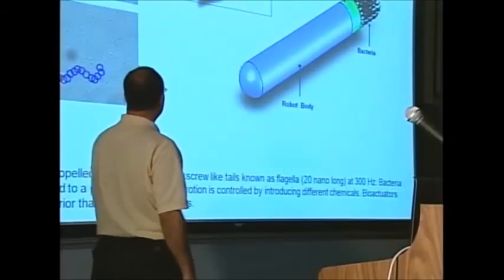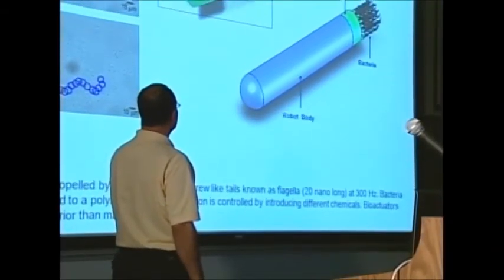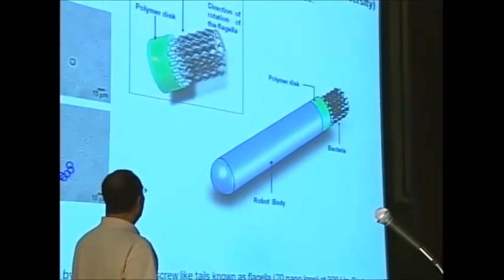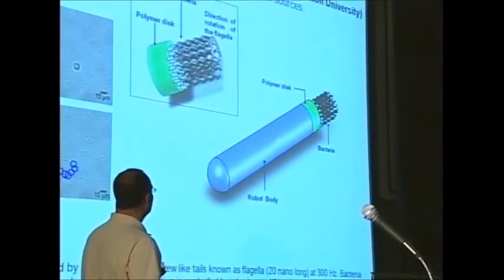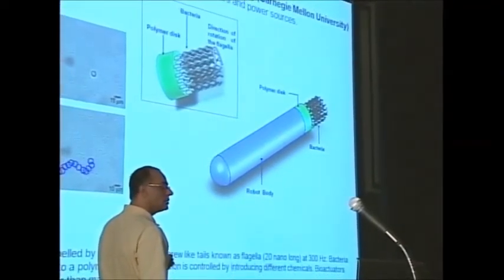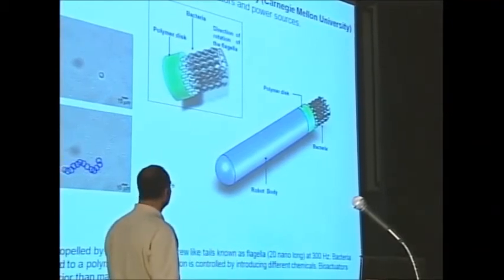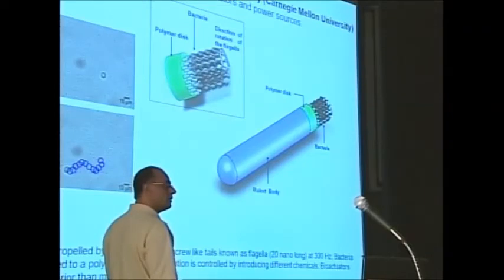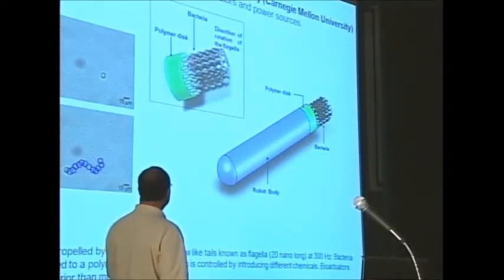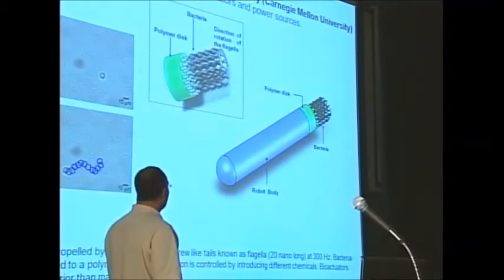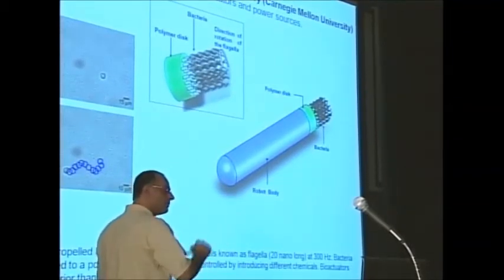Here what they did, they attached bacteria, real bacteria, to a polymer disc, and then they glued this polymer disc to the head of this robot. And that robot can deliver drugs or medications to a certain area of the body. Now, each of these bacteria has its own certain movements. They have this cork-sized tail that rotates at 300 hertz. And by doing that, they push themselves forward or backward.